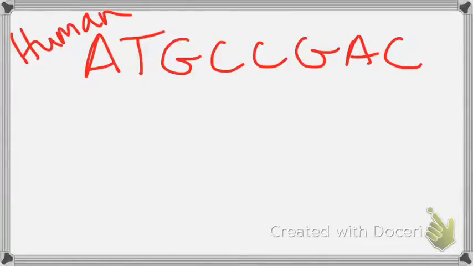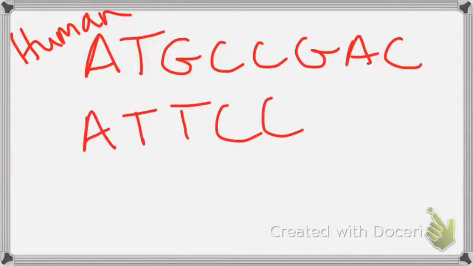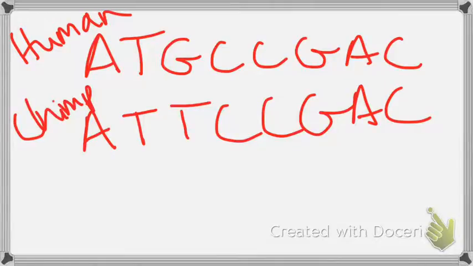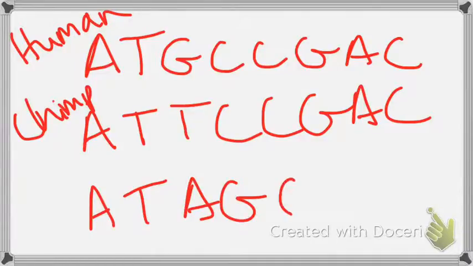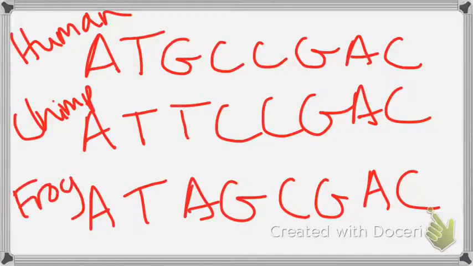And then I'll give you one that says A, T, T, C, C, G, A, C. We'll say this is a chimpanzee. And then I'll give you one that says A, T, A, G, C, G, A, C. And we'll say this is a frog. Okay, I'm just making these up, all right? These are just random sequences. Now, the question could go something like, compare these sequences, which organism is the human most closely related to?